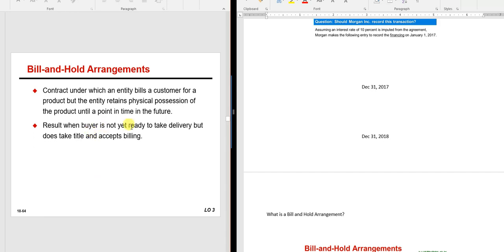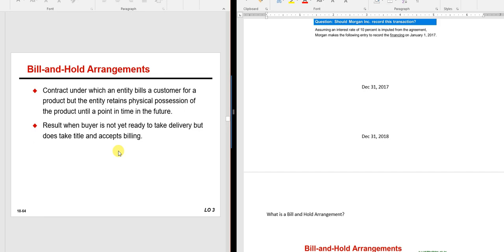Sometimes the buyer's not ready to take delivery, but does take title and accepts the building. So a lot of these bill and hold arrangements arise in a contract situation. Let's say that I was building a building, okay? And in that building, I need an elevator installed. Obviously, I want the elevator done and assembled and here when I need it. So how do I arrange for that?